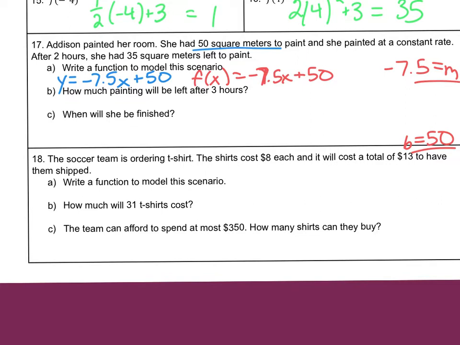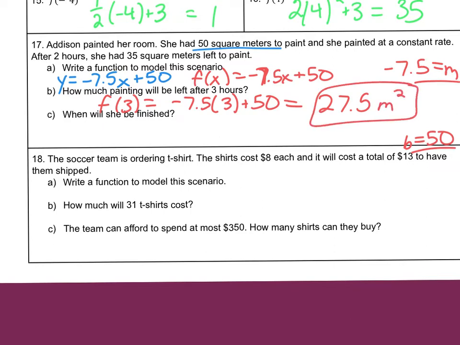Okay. How much painting will be left after 3 hours? What is f of 3? Pretty simple to plug that into my equation. So negative 7.5 times 3 plus 50 gives me 27.5 square meters. And then when will she be finished? Okay, so think about that. When will she be finished? How will I know when she's finished?